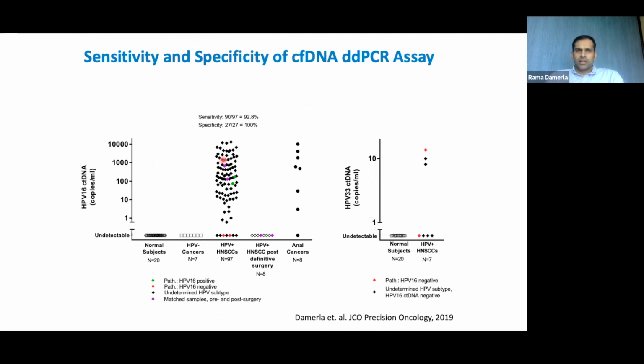This is the data from our study of 97 patients. We had around 20 normal subjects, and we couldn't detect any HPV-16 in these. Then we took some HPV-negative cancers, breast cancers that are not usually associated with HPV infections, and even here we couldn't detect it. In our 97 patients with head and neck cancers, we were able to detect HPV in 90 of them.